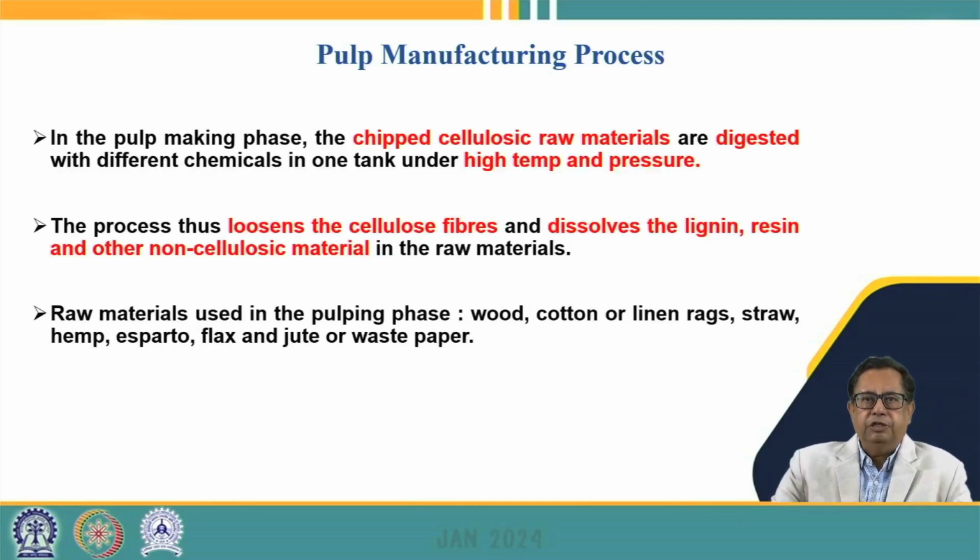So in the pulp making phase, the chipped cellulosic raw materials are digested by using different chemicals. We generally do it at high temperature and pressure. This process basically loosens the cellulose fibers. It can dissolve the lignin, the resins, and other non-cellulosic materials which are there in the raw material so that we can separate out the cellulosic fibers. We can use a number of raw materials, for example wood, cotton or linen rags, straw, hemp, sparto, flax and jute, or waste paper. They all can be used as a raw material for the pulping phase.